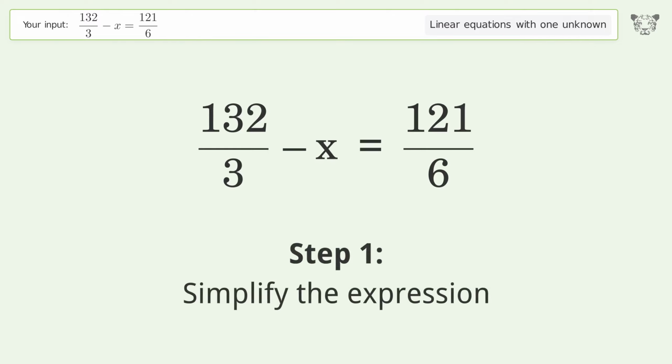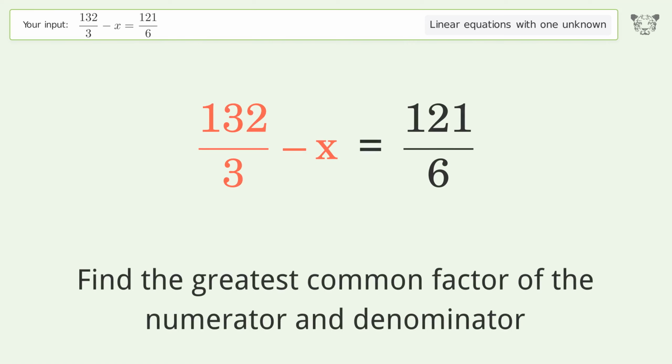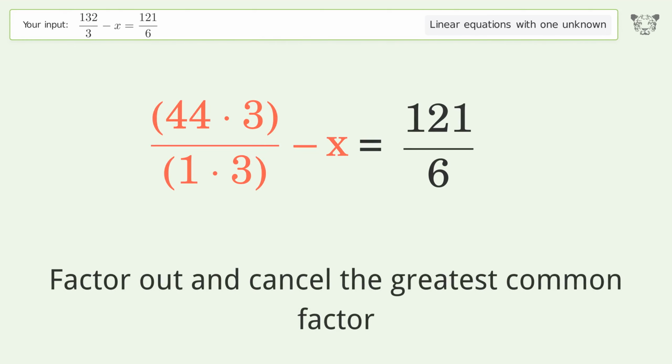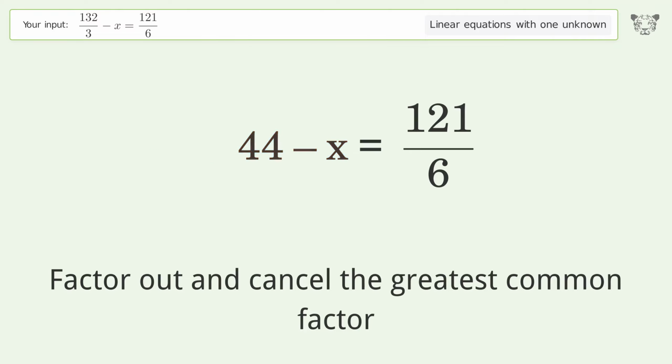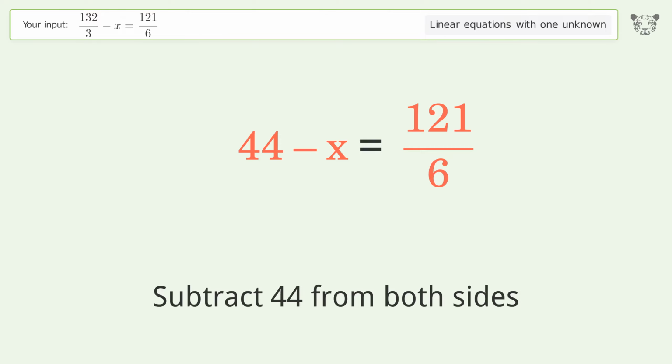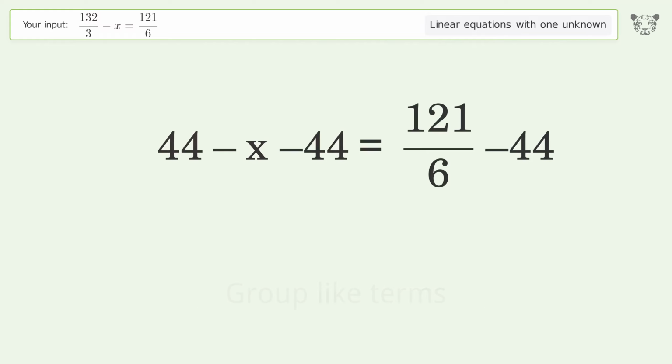Simplify the expression. Find the greatest common factor of the numerator and denominator. Factor out and cancel the greatest common factor. Group all constants on the right side of the equation. Subtract 44 from both sides. Group like terms.